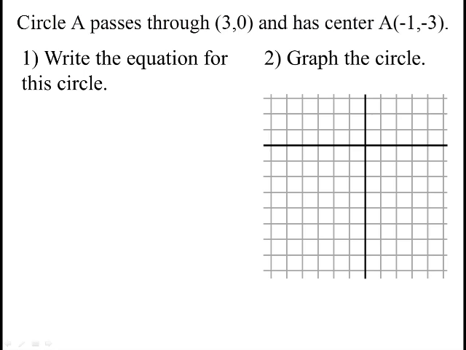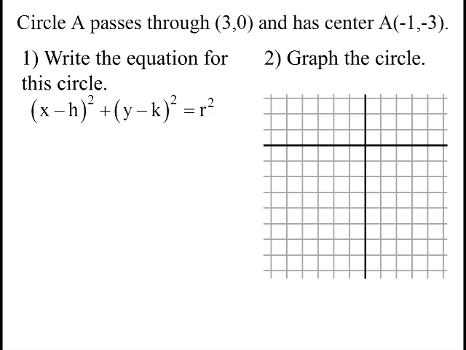Okay, so this one's a little bit more involved. We have a point 3, 0 that we know this circle passes through, and a center at -1, -3. We know to write the equation we need two things. We need to know the radius and the center. Since we have the center, all we really need is the radius. So you could use the distance formula here to find the radius, but this is perhaps an easier way.